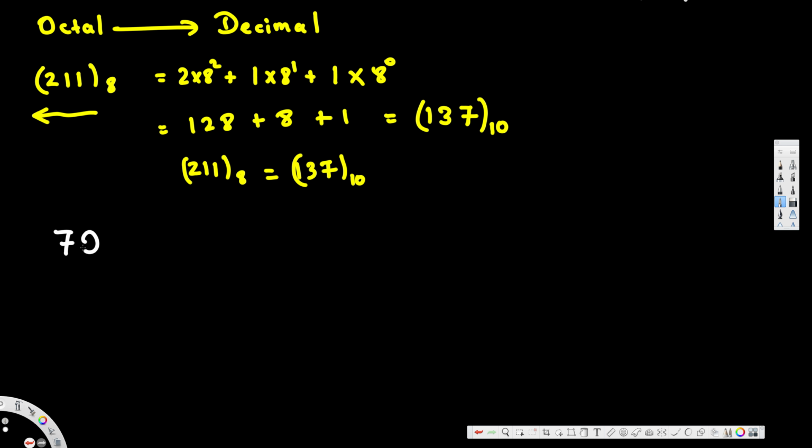Let's look at another example. Let's say we have 70 in base 8, octal. To convert this one into decimal, again same steps. 0 times 8 power 0 plus 7 times 8 power 1. 8 power 0 is 1, and 1 multiplied by 0 is 0. 8 times 7 gives us 56. So this is going to be the decimal number, and that's how we convert octal to decimal.